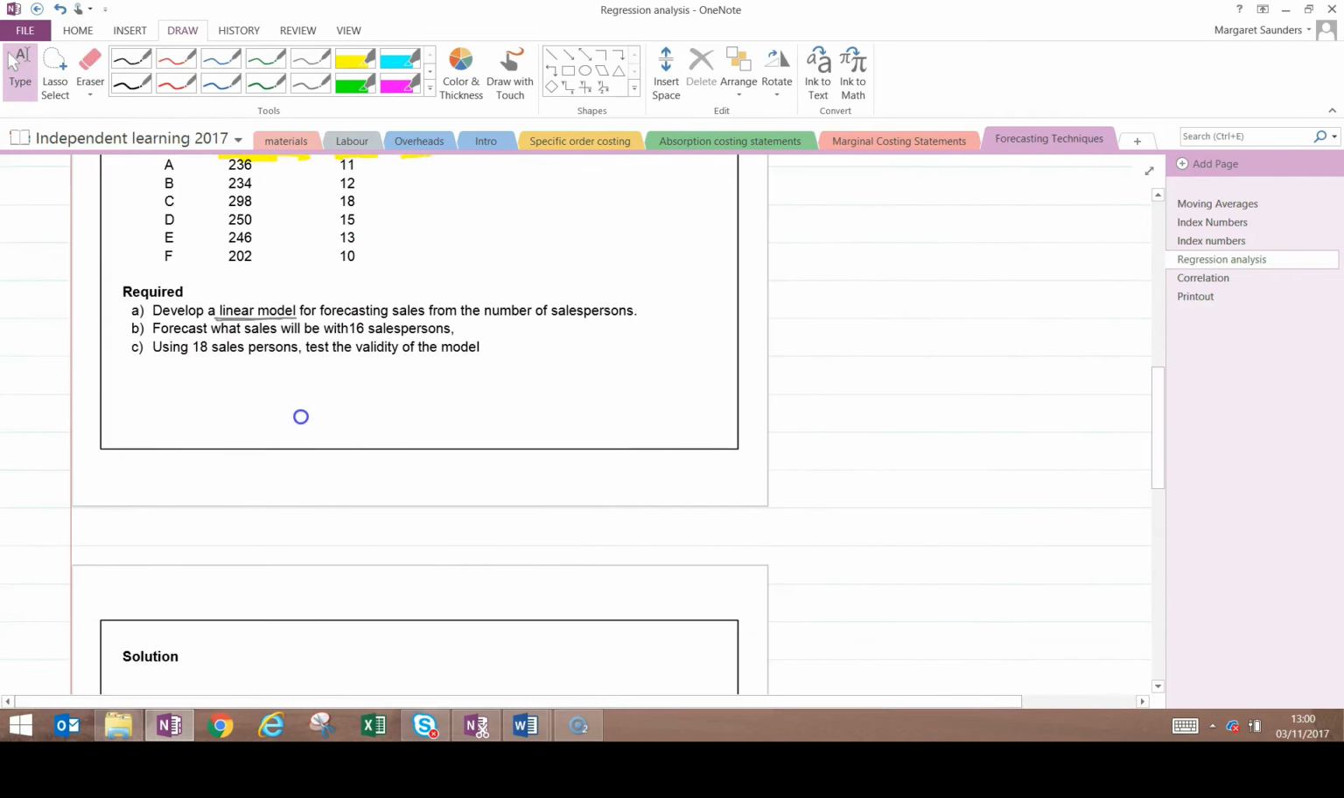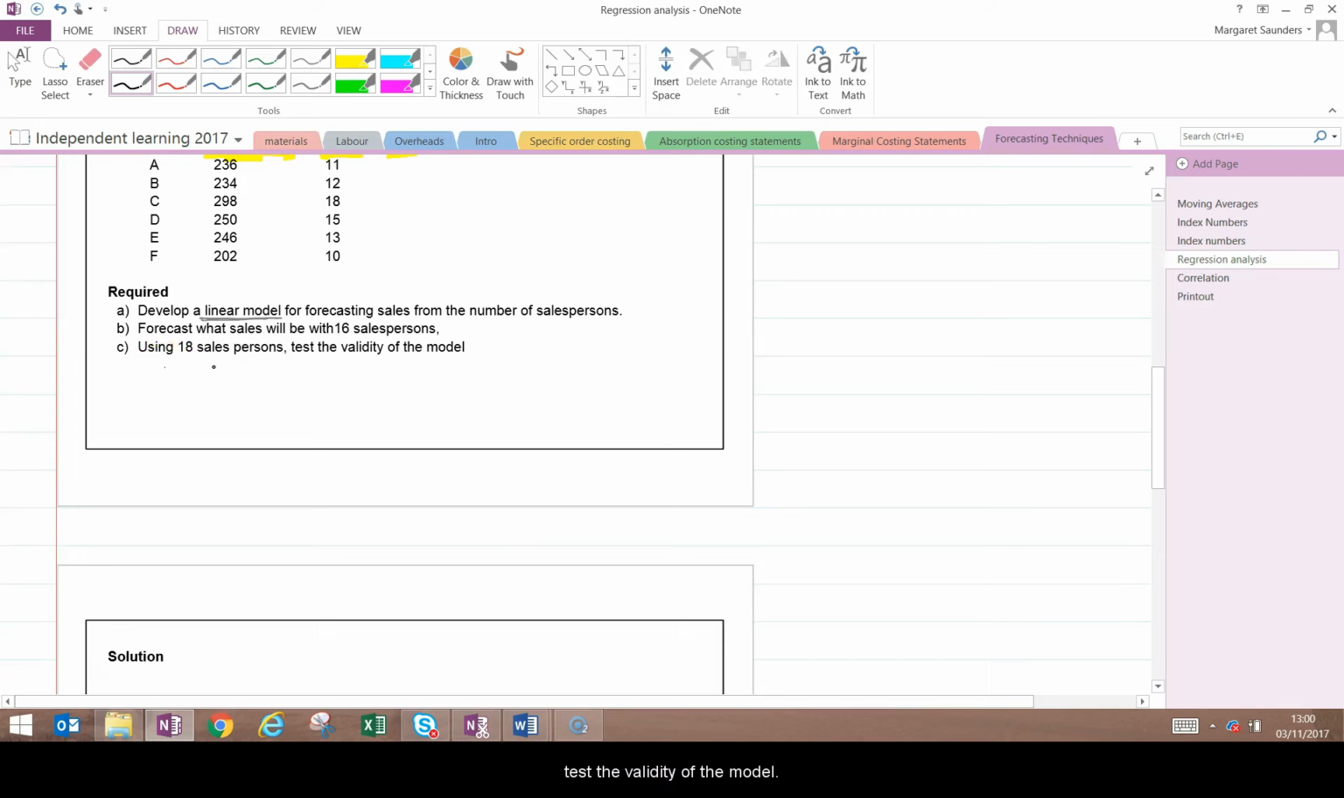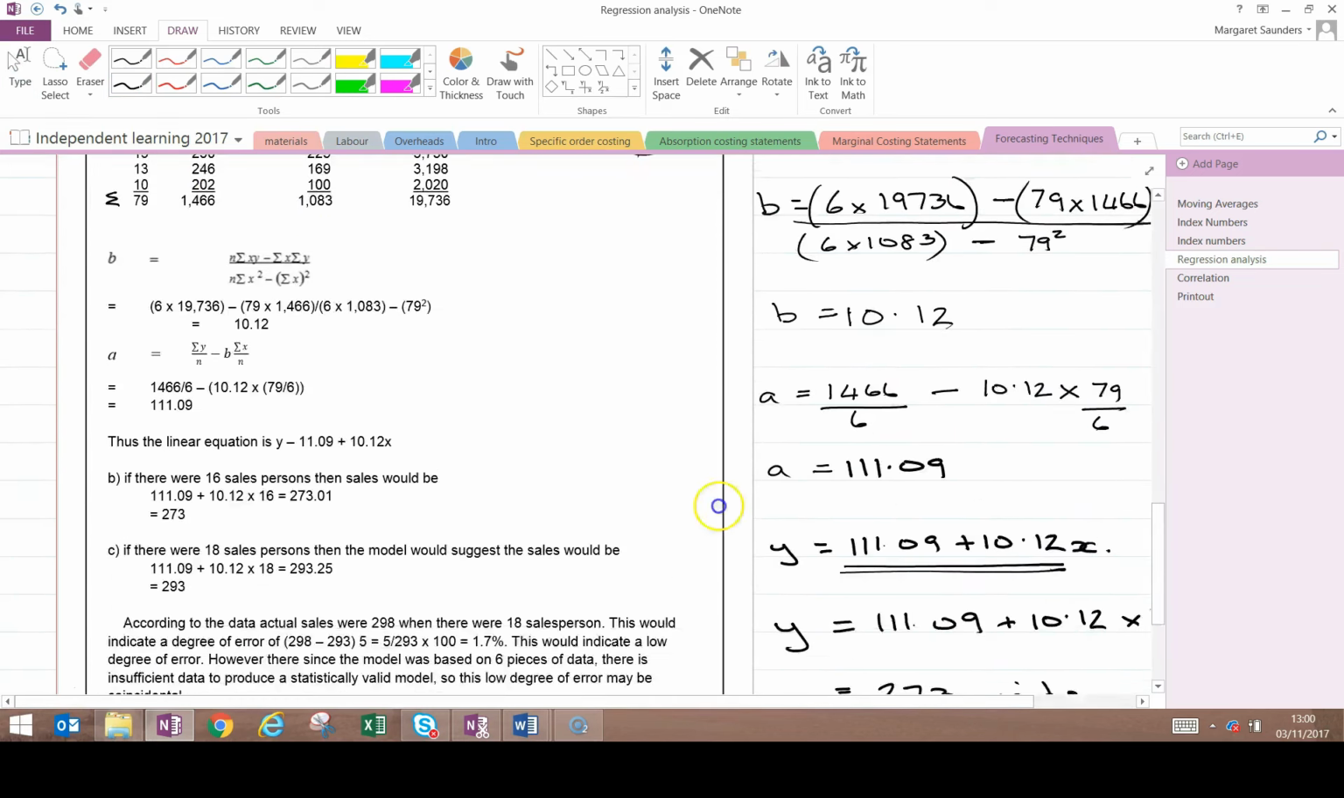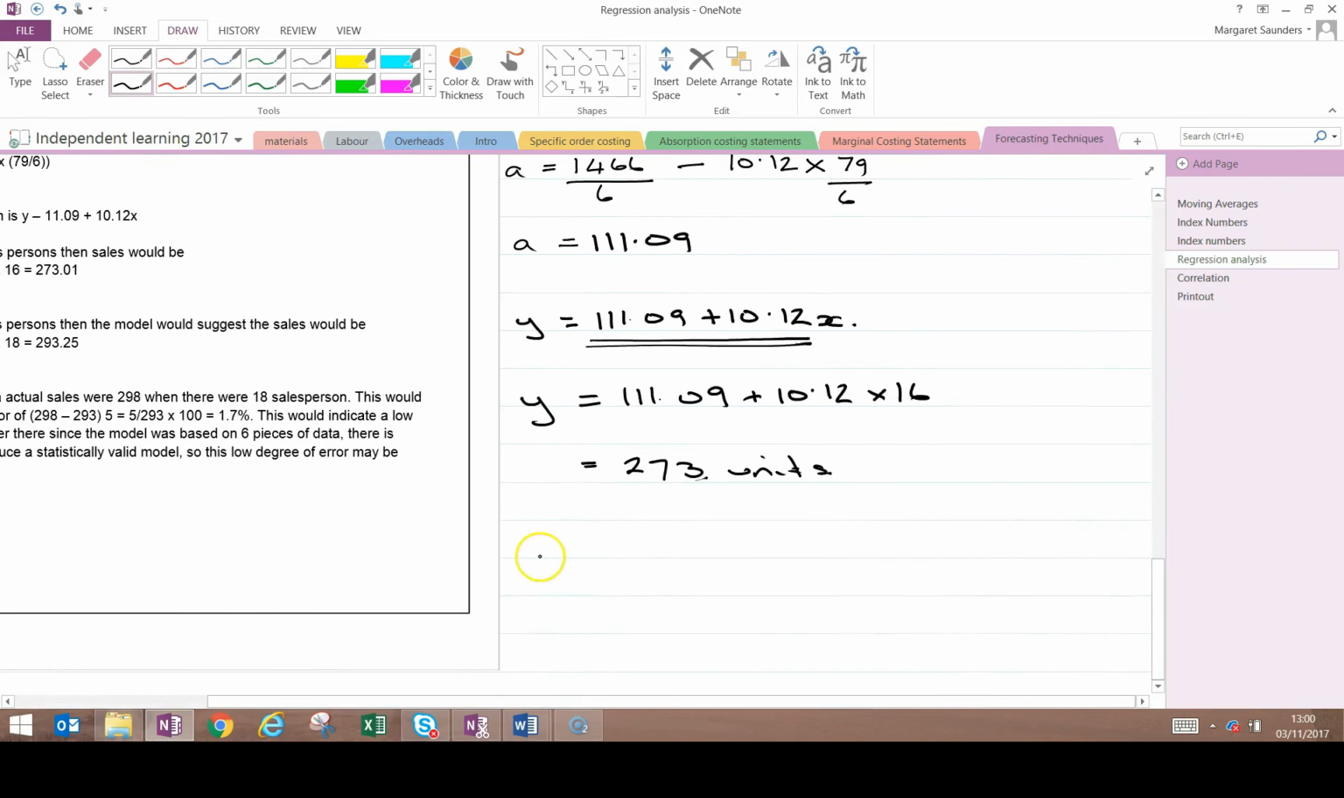Part C asks us that using 18 salespersons, test the validity of the model. So into our formulae, Y is equal to 111.09 plus 10.12 times 18. This tells us that with 18 salespersons we should sell 293 units.